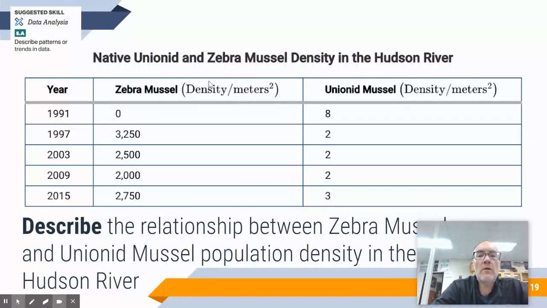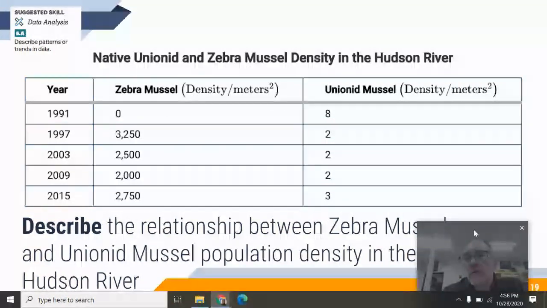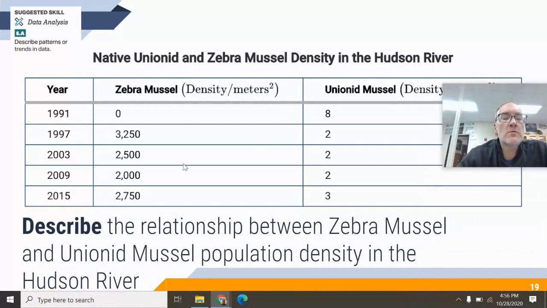Right. Now, I would like you to look at some data. You remember we talked about data analysis. Looking at this data of the native unionid mussel here, and the zebra mussel density, and this is density, number of individuals per meter squared, in the Hudson River. So that is kind of at the mouth of the Great Lakes. Describe the relationship between zebra mussel and the unionid mussel population density in the Hudson River. So what is the relationship between zebra mussel and this native mussel?